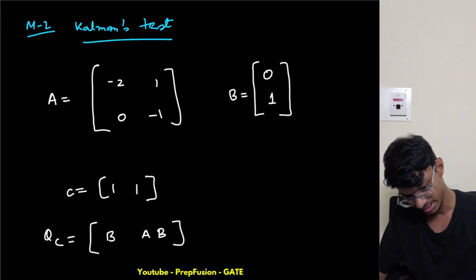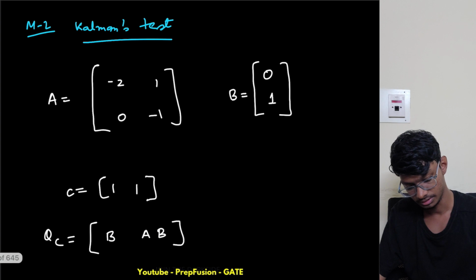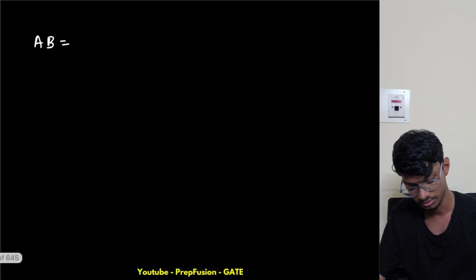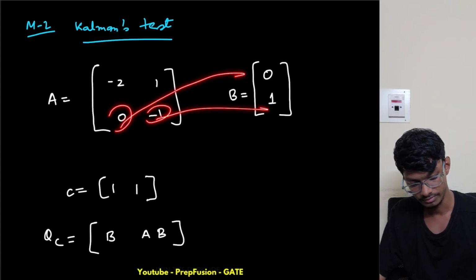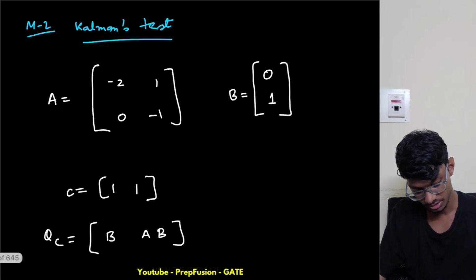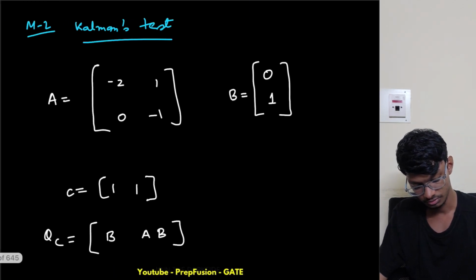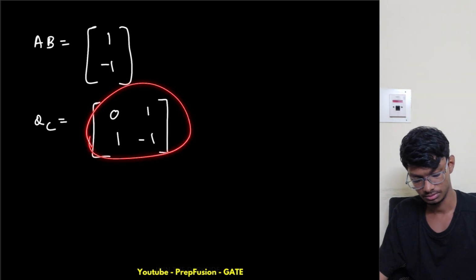So now, what is AB? B we know. What is AB? AB is simply this, right? This is minus 2 times 0, then 1 times 1, so this becomes 1 only. Then 0 times 0 minus 1 times 1, so this becomes minus 1 only. This is AB. So what will be my QC, the controllability matrix? It is simply the combination of this row. This is B, B is 0, 1. This is 1, minus 1. Okay, 0, 1 and 1, minus 1.